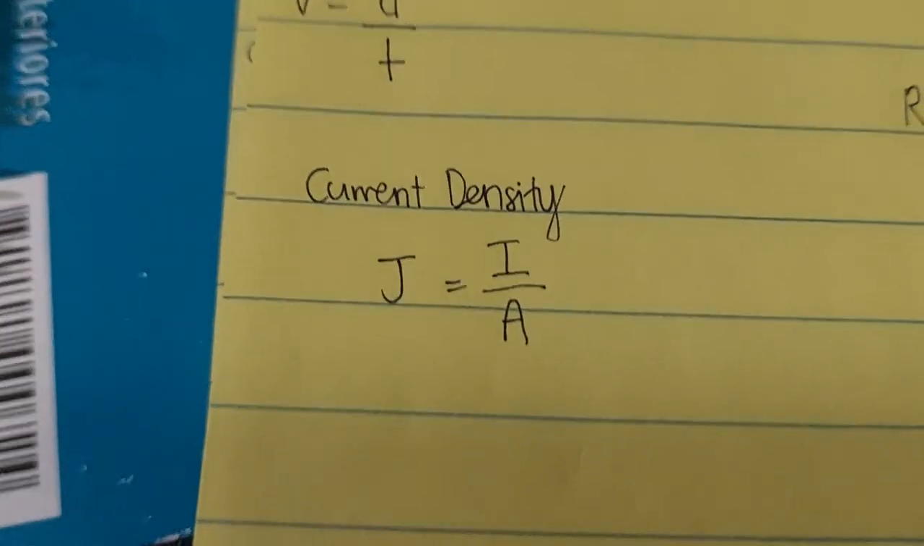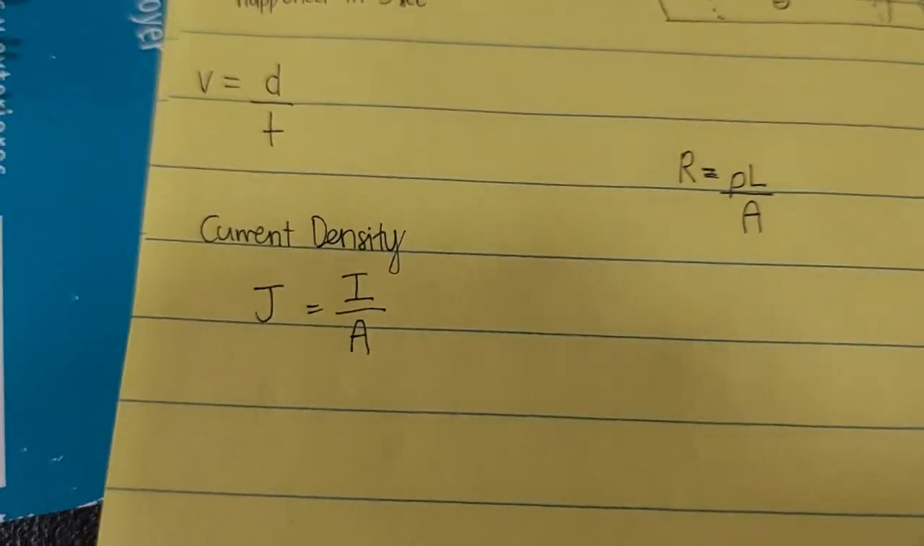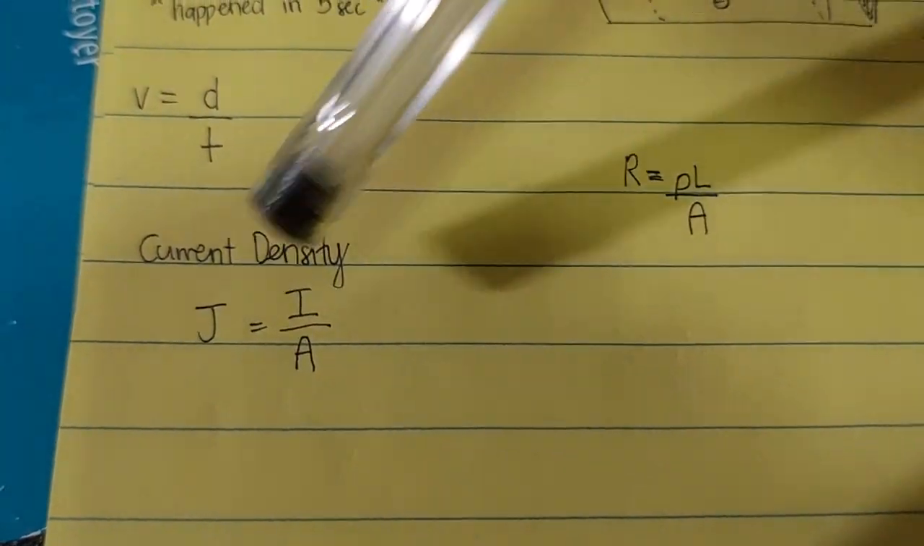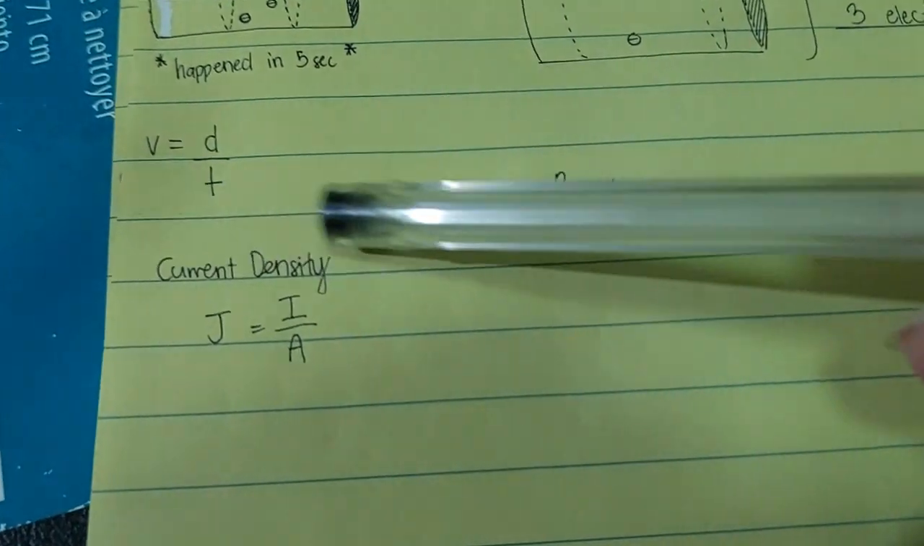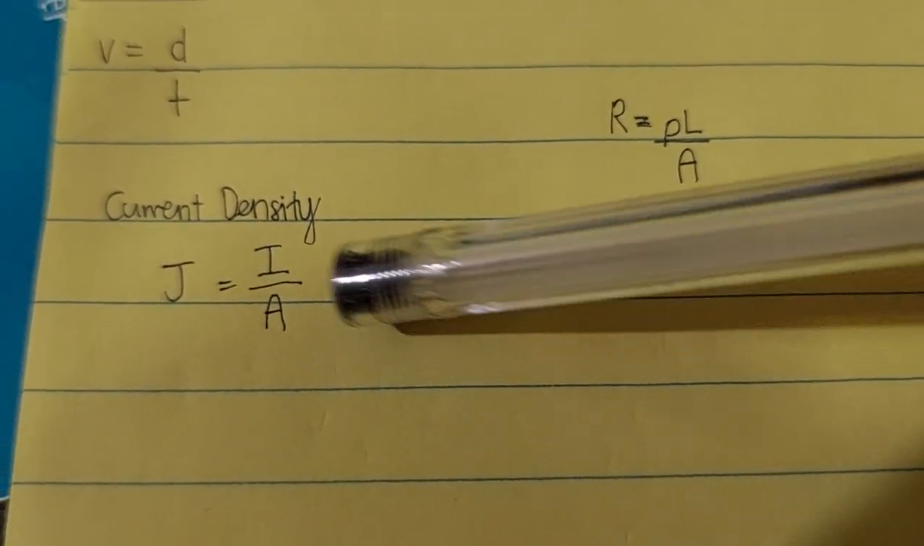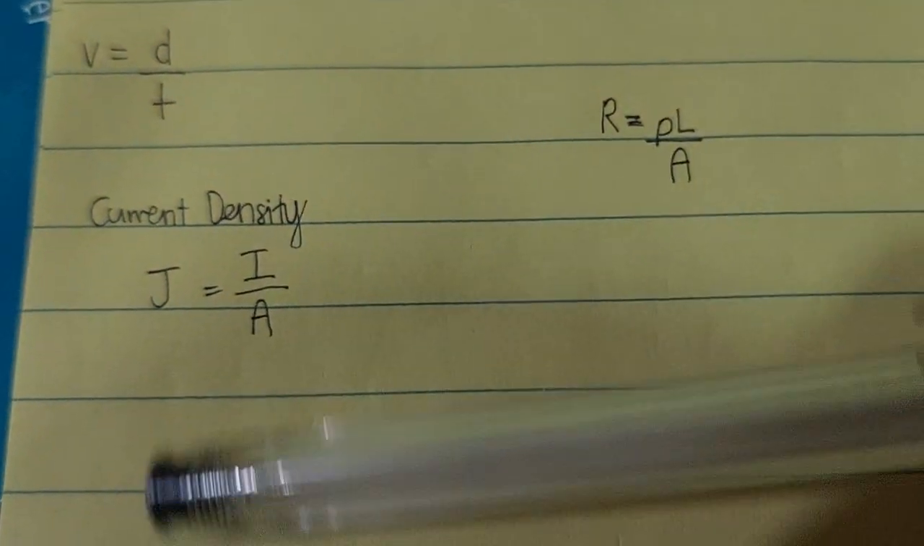Let me introduce you to a new topic, called current density. Unlike the normal current that we have, which didn't take into account the space at all, this time it does, because current density is the amount of current you have over the amount of area or space, the A, right?